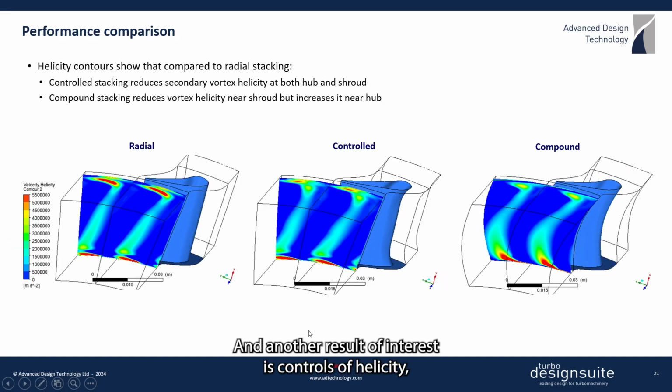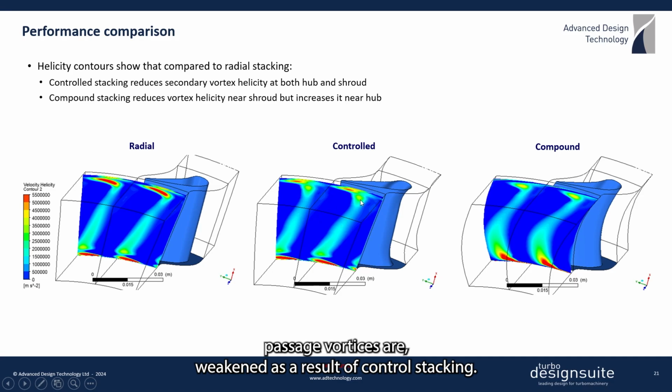And another result of interest is contours of helicity, which clearly shows that both hub and shroud passage vortices are weakened as a result of controlled stacking. However, while compound stacking is able to produce a similar effect near the shroud, it presents a much stronger helicity towards the hub compared to radial stacking.